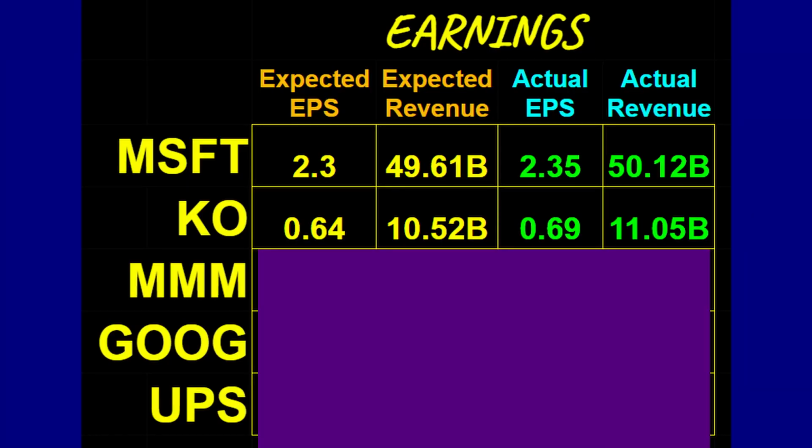We'll see here that they also beat on both their earnings and revenue. They had an expected earnings per share of 64 cents. They came in at 69 cents, and they had an expected revenue of 10.52 billion and came in at 11.05 billion. So a solid, strong consumer staples company is what Coca-Cola is.